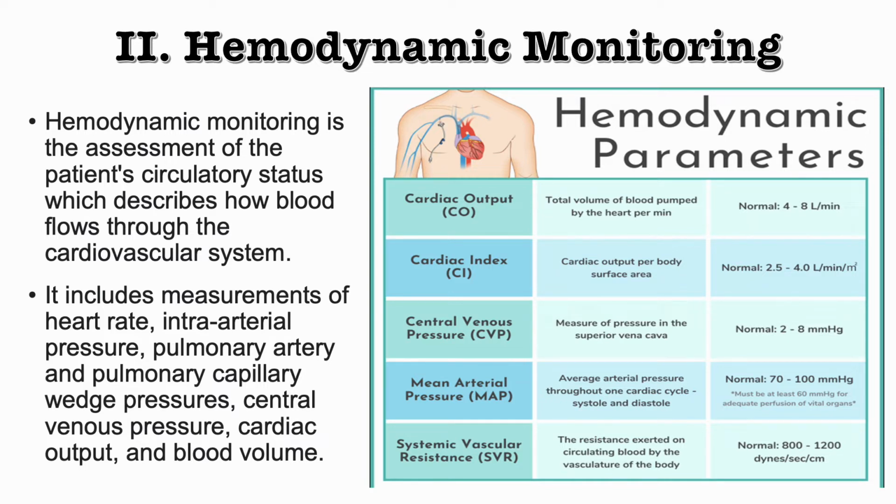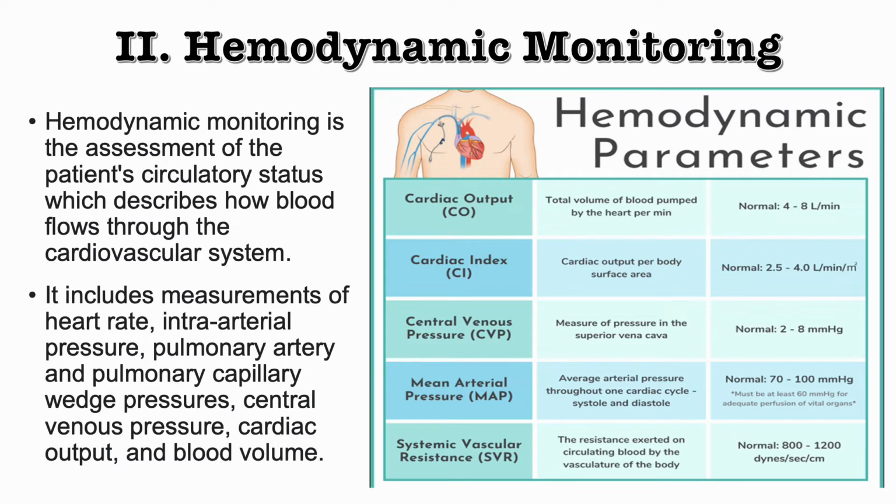MAP is the average arterial pressure throughout the entire cardiac cycle, and it can be easily calculated based on the patient's blood pressure. For adults, normal is 70 to 100 mmHg, and we need a MAP of at least 60 to get perfusion to our vital organs like the brain and the kidneys. Sending that blood forward is the main goal of the cardiovascular system.